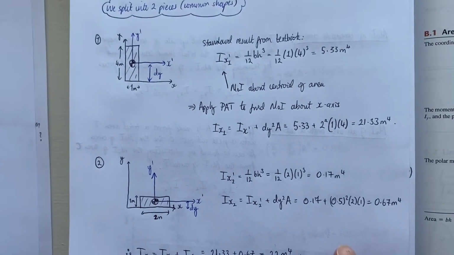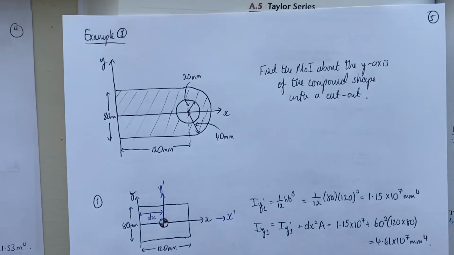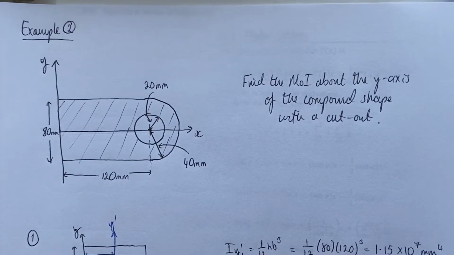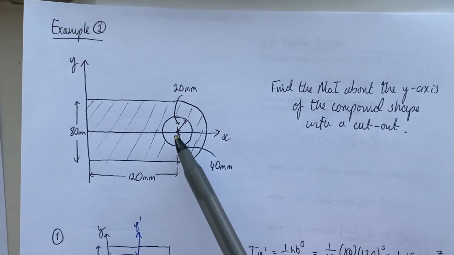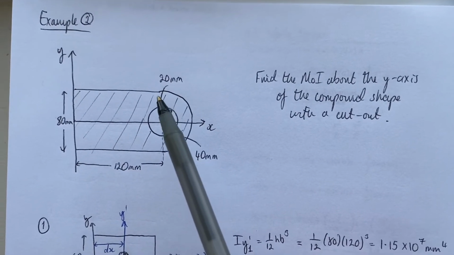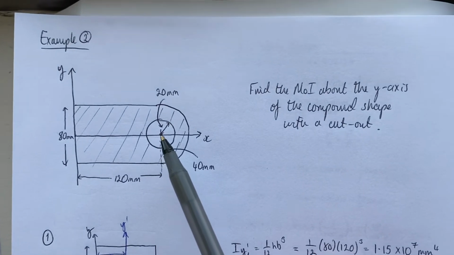So now let's have a look at one final example. This is now a compound area but with a piece cut out, right? So we kind of have this rectangular piece and then this semicircular piece glued together, but then there's a circular piece cut out, right?